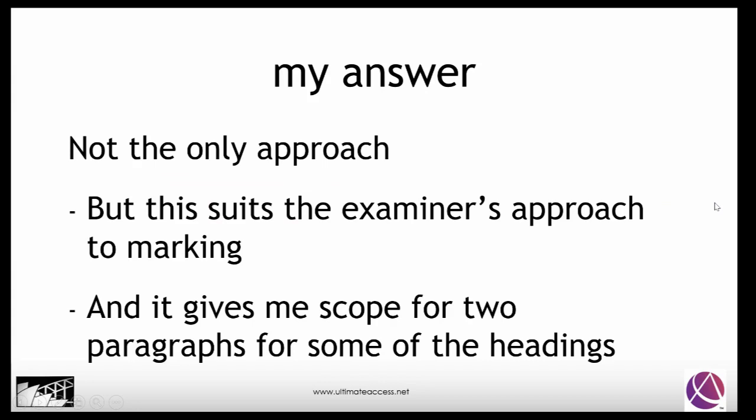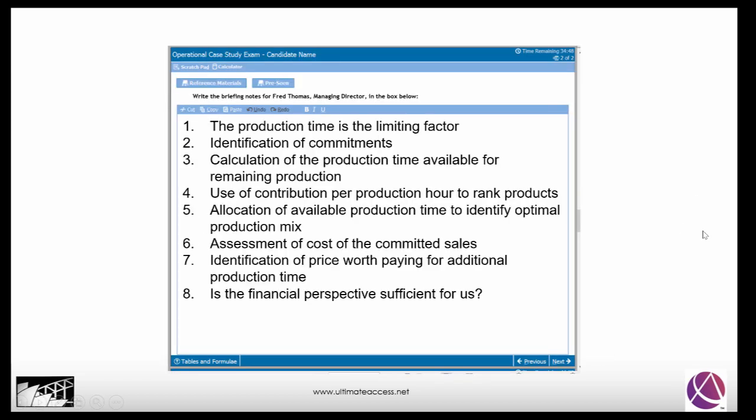My answer isn't the only approach, but it suits the examiner's way of marking, and it gives me scope for 2 paragraphs for some of the headings. Here it is. My first paragraph is going to be that production time is the limiting factor. I'm going to explain why. Then, identification of the commitments. Commitments are interesting. This is the identification that some of the supermarkets may well have specific orders that we are committed to provide.